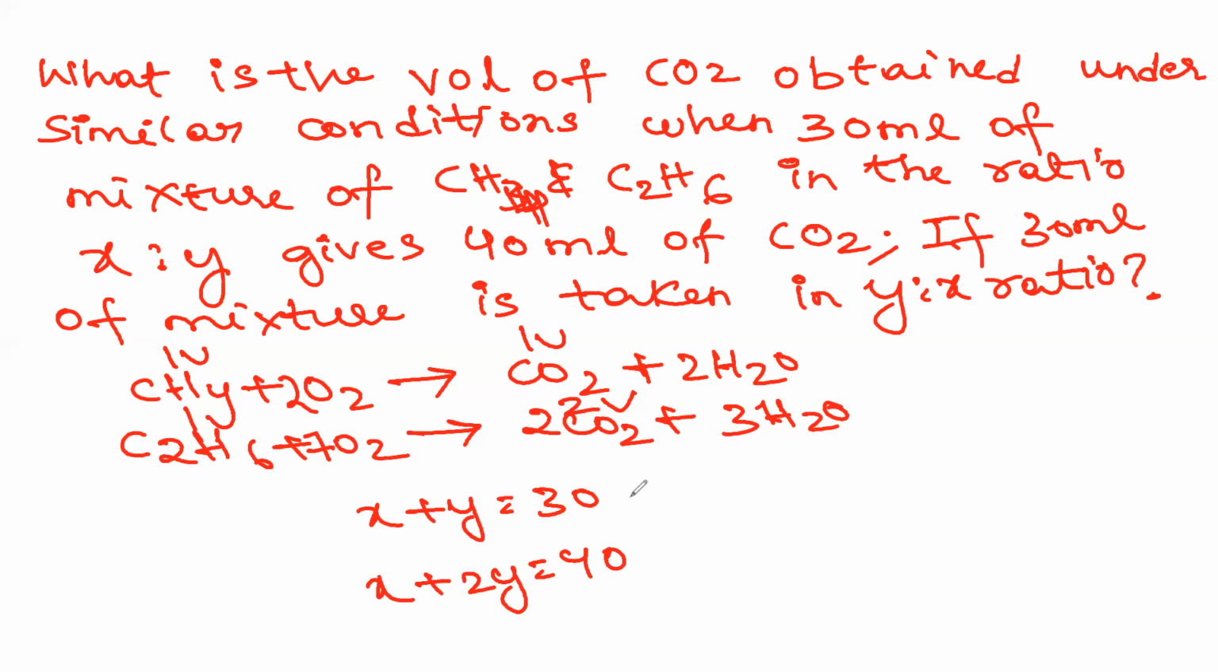By solving this, y is equal to 10, so x is equal to 20. So if you take 20 ml of methane and 10 ml of ethane, we get 40 ml of carbon dioxide. Now, if the ratio is reversed, that is Y is to X, that is 10 ml of methane and 20 ml of ethane, we will get 10 plus 40, which is 50 ml of carbon dioxide gas.